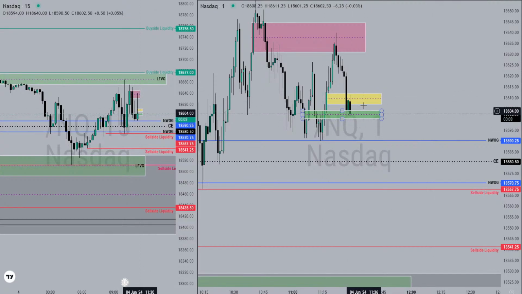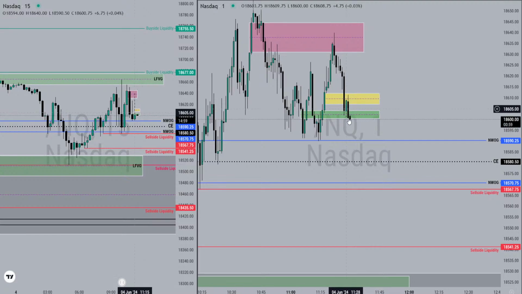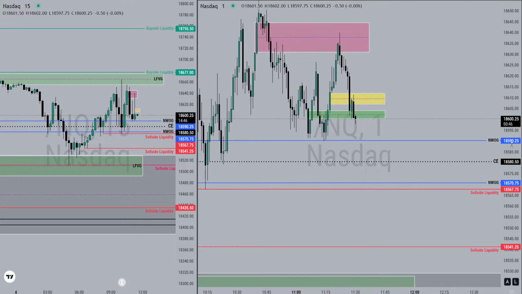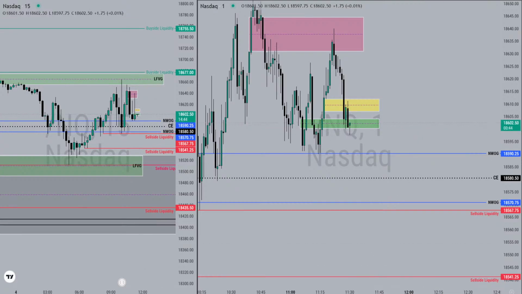So this is the setup I explained yesterday on my YouTube channel. I would love to see it close below this fair value gap, then reverse again until the low of this fair value gap, at least the low. That's all I want to see. Something like this: it closes below, taps to the low or anywhere, then reaches until that area.